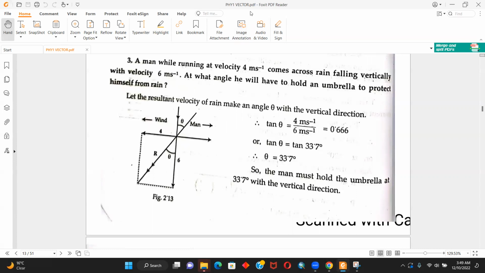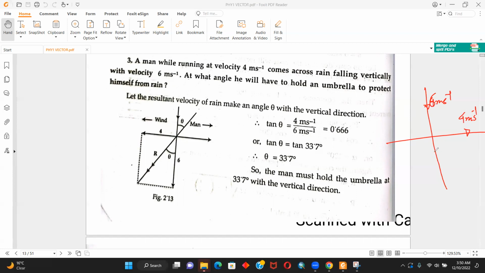So if I draw the picture again, rain's velocity is vertically falling. Sorry, the rain is falling at 6 meters per second. Okay, this is 6 meters per second. And man is running at 4 meters per second to the, in which direction? Say in this direction, that is 4 meters per second.